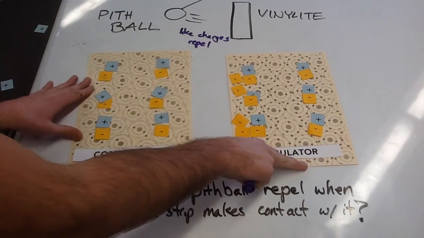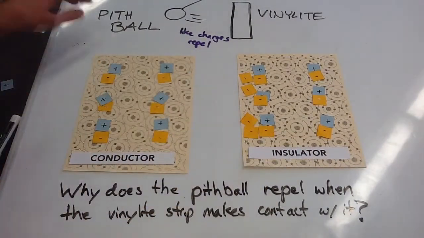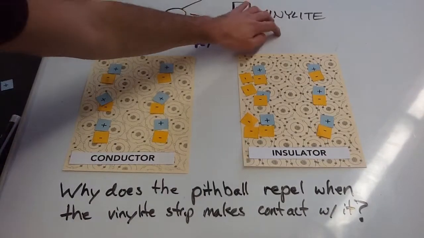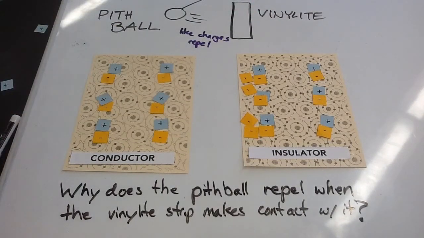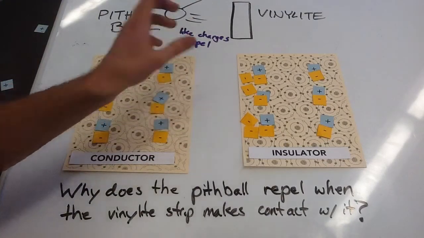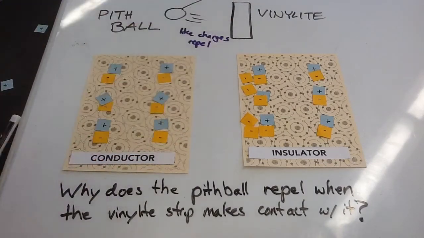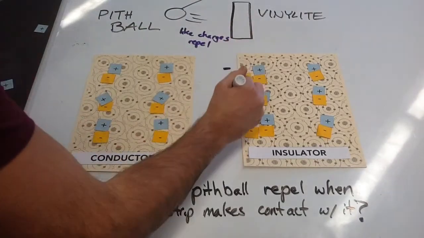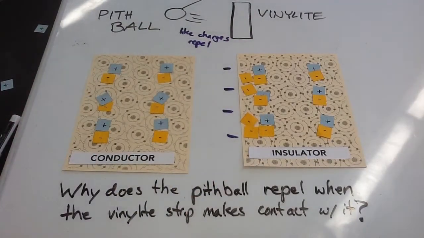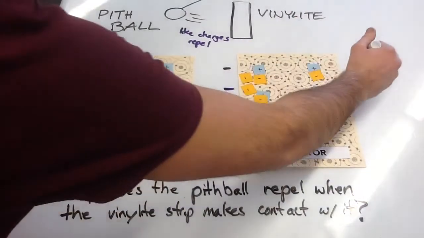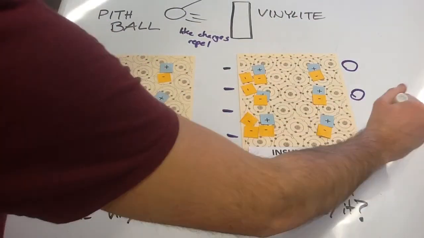Okay, well, in my beginning situation, I have my pith ball, which is a conductor, and my vinylite strip, which is an insulator. And what we had done before is we had charged my vinylite strip, right? Electrons from the paper jumped over to the vinylite. So this side of my vinylite strip is negative, but this side is neutral. And the reason why is because it's an insulator.